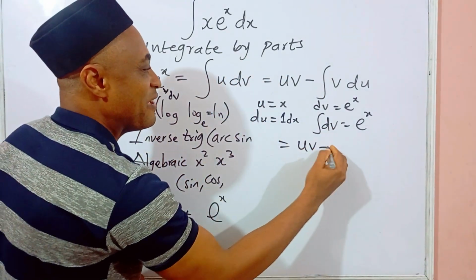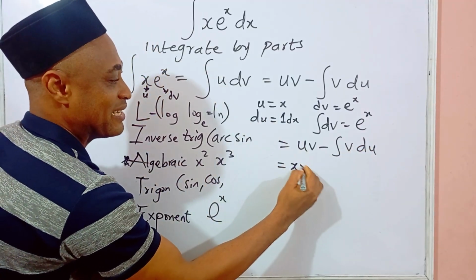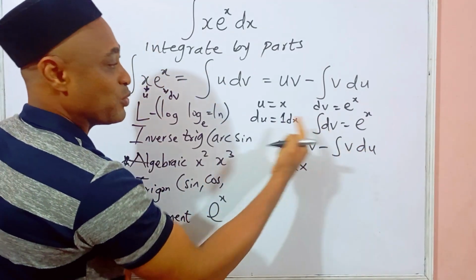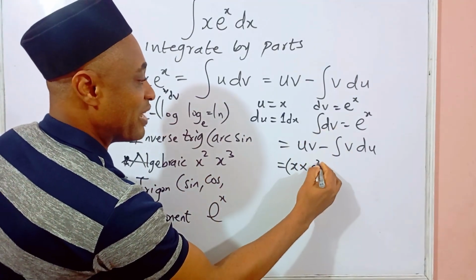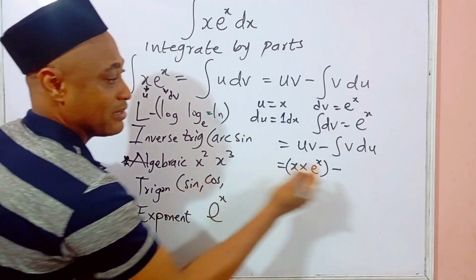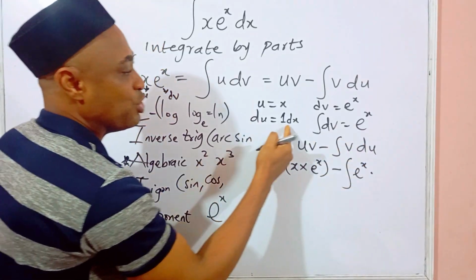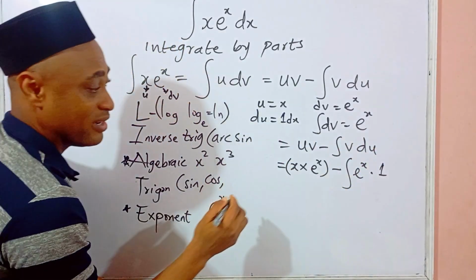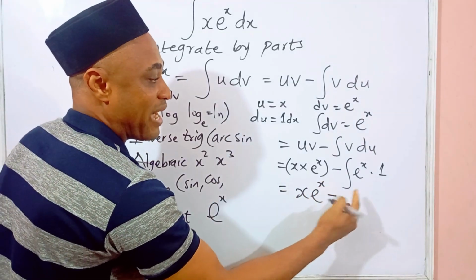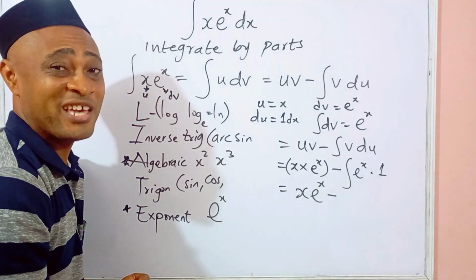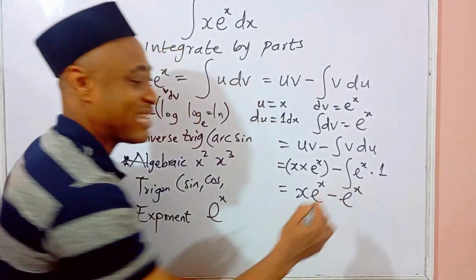All I need to do is take this, insert it into this, and you're good to go. So my uv minus integral of v du will give me what? U is x times v, which is e^x, minus integral of v, which is e^x, times du, which is 1. So if I work this out, that will give me x e^x minus, if you integrate e^x, it will still give you e^x. So that will be e^x.